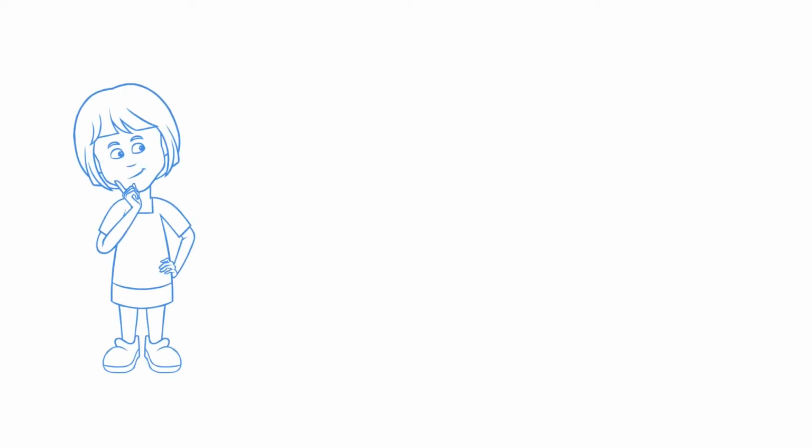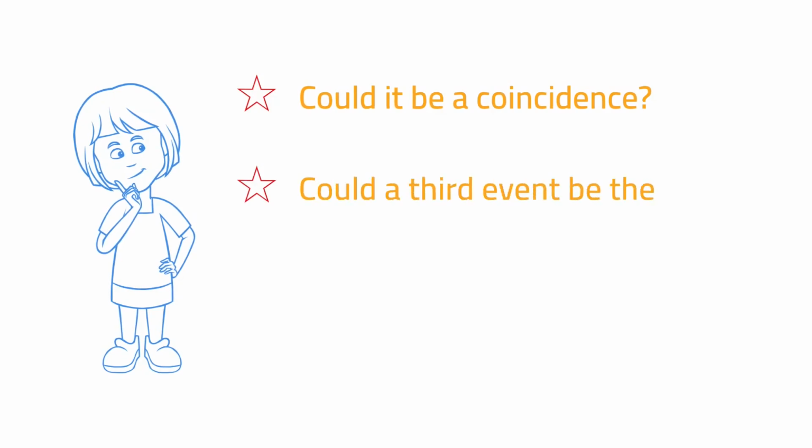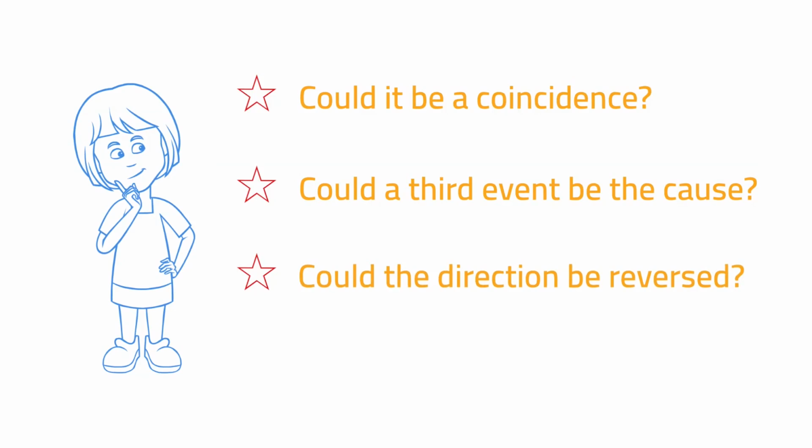So how should you deal with it? When you see a link between two events and someone is claiming that one caused the other, ask yourself, could it be a coincidence? Could a third event be the cause? Could the direction be reversed? In other words, could it be that B causes A instead of A causing B? Ultimately, remember that correlation does not mean causation.